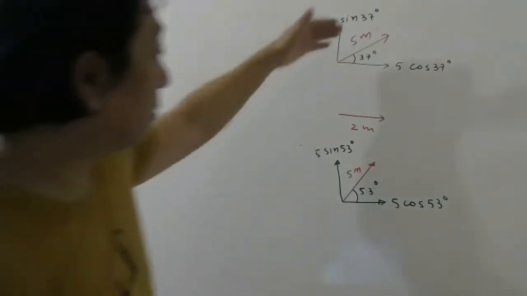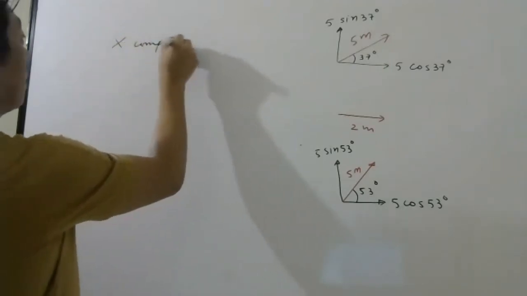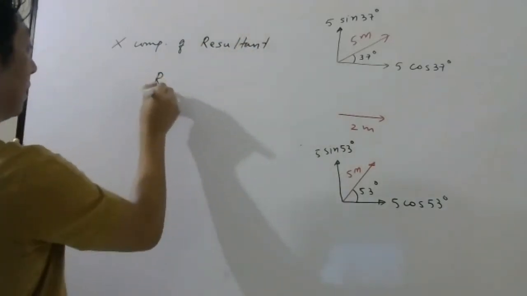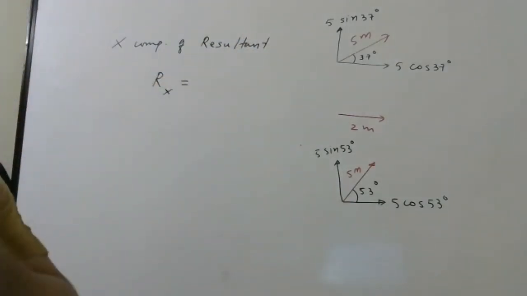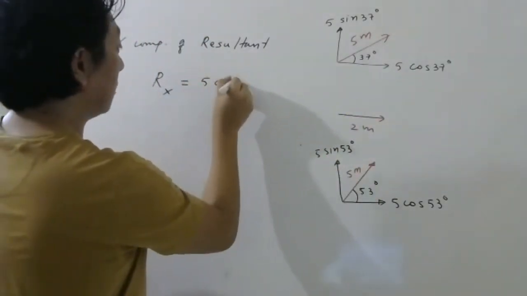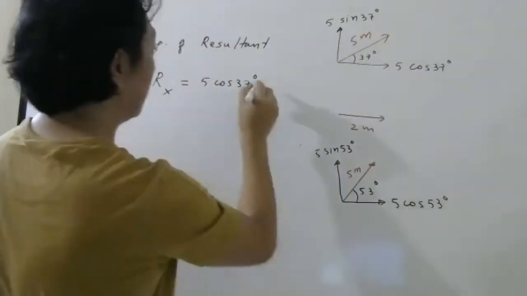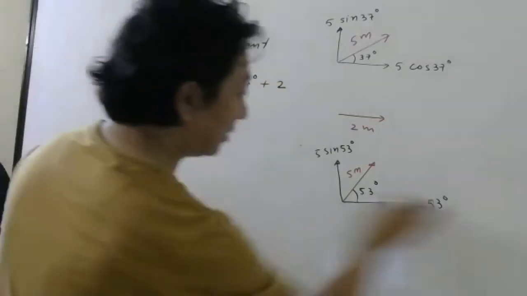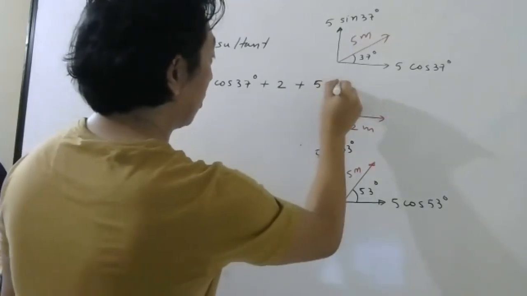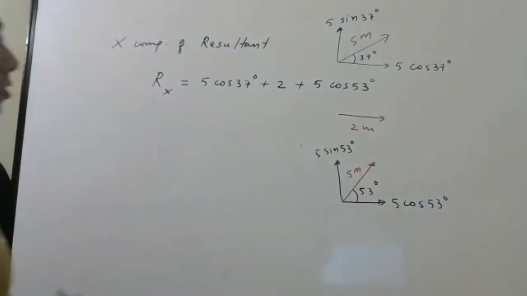After I have taken components of the three vectors, I will find the x component of the resultant, Rx. So what will be Rx? This is 5 cos 37 in this direction. This is 2 meter in this direction only, so plus 2, and this is also in this direction, so plus 5 cos 53. So this is your x component, right?